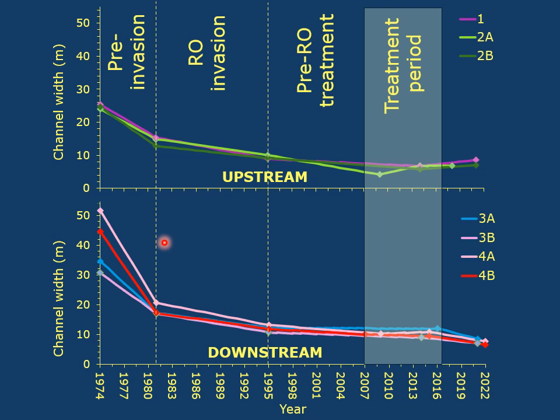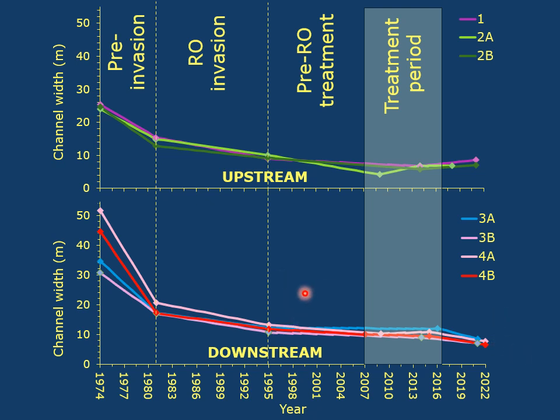Third, channel narrowing during this period was slightly greater in upstream reaches. Fourth, during and following the treatment period, the channel widened slightly in upstream reaches, but continued to narrow in downstream reaches. And finally, channels across all reaches are now about the same width.